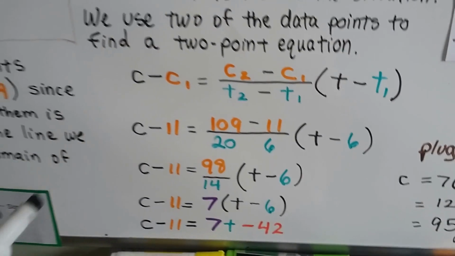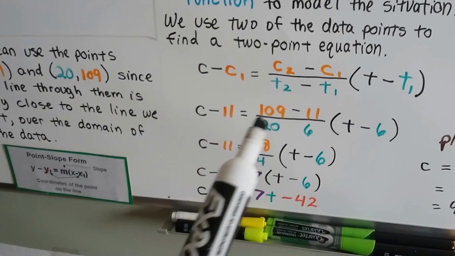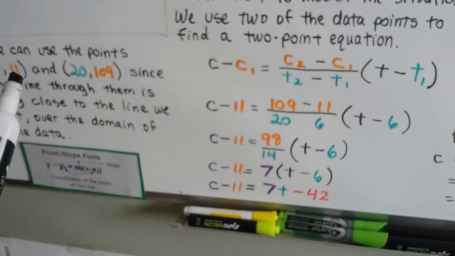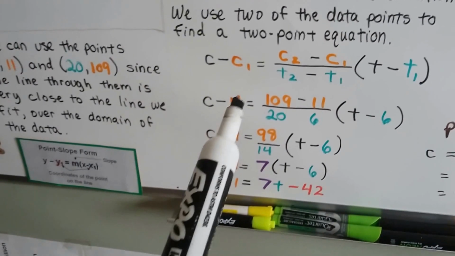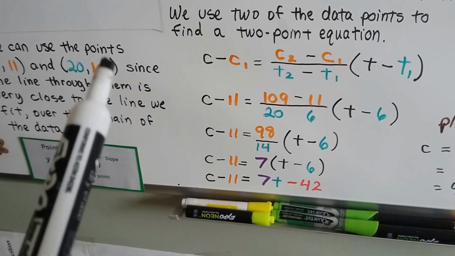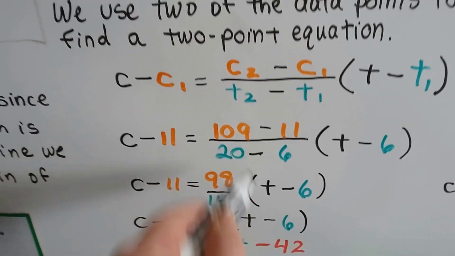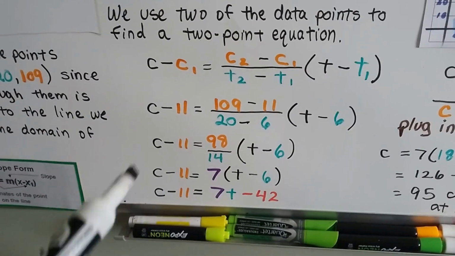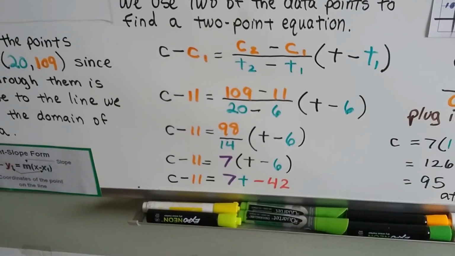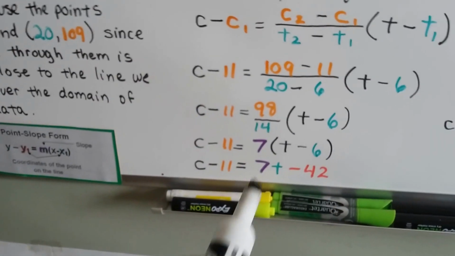So we plug in our values from these points. Remember, these are the 1 values, these are the 2 values. So we've got c minus 11, because that's our y1, isn't it? Our c1. And that's going to be 109 minus 11, the y2 minus y1, or c2 minus c1. And we've got 20 minus 6, don't we? So that's going to give us 98 over 14. Now we need to multiply it and distribute it into the t minus 6 over here, just like in point-slope form.